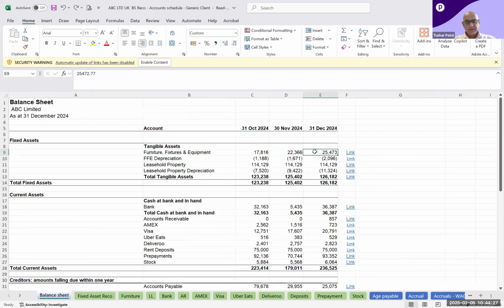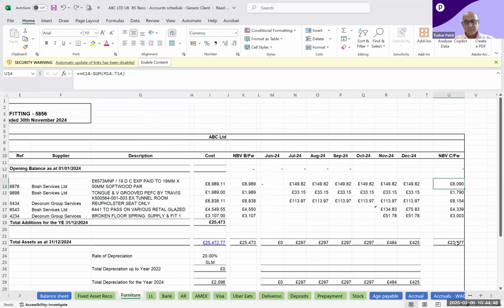What you can see on the balance sheet is your opening balance of the asset at the beginning of the year or the beginning of the period, less the depreciation, and that equals the 23,377, which should appear as your net book value to carry forward to the next period.